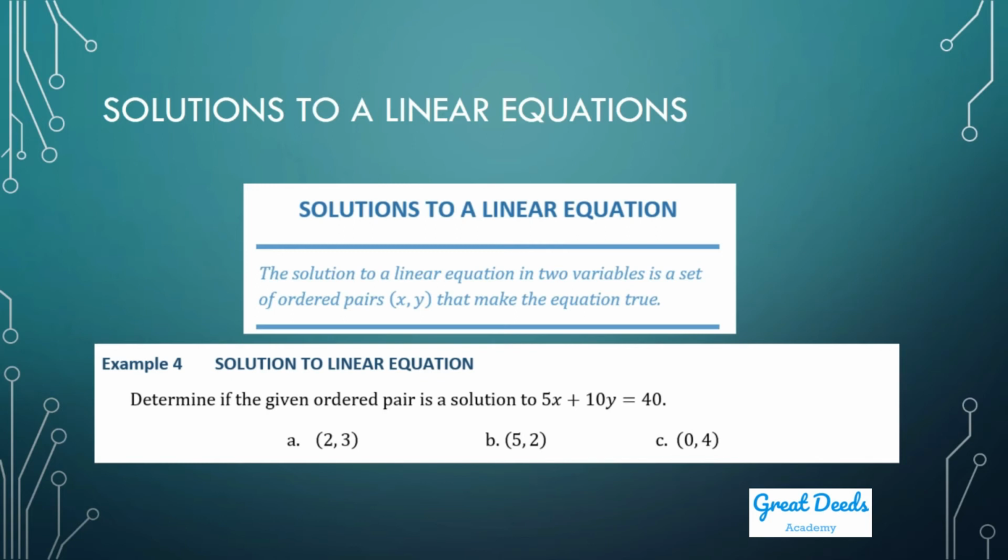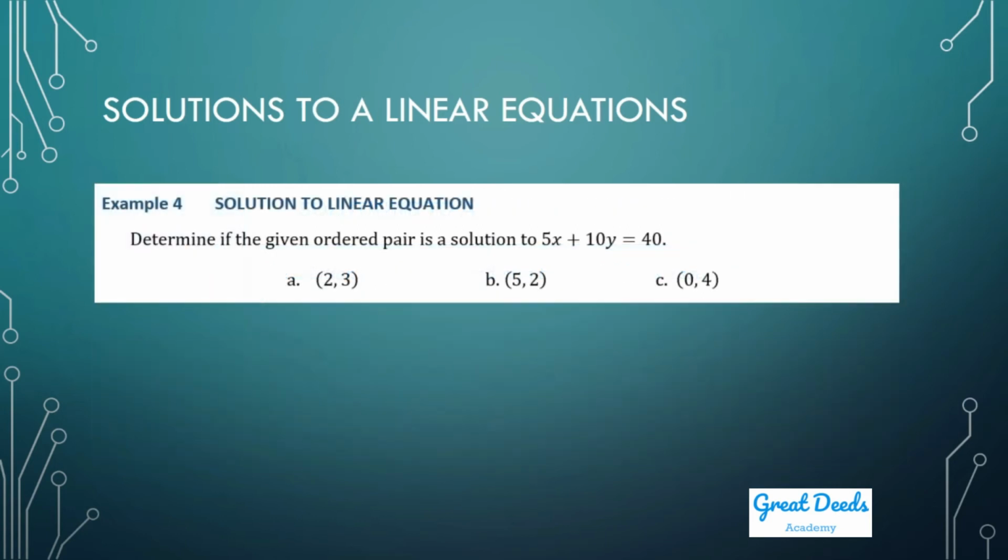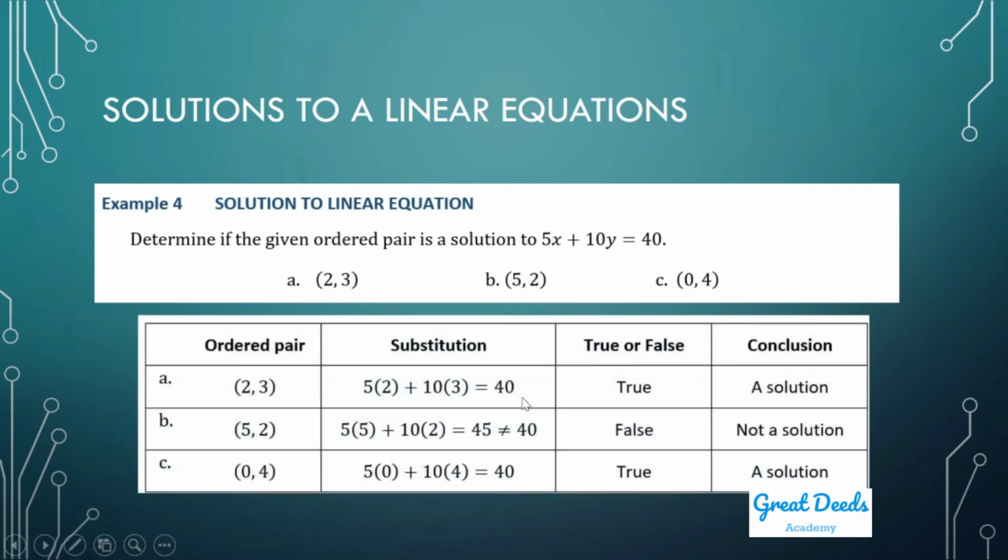Okay, how do you check it? Well, you do it by substitution. Okay? So this is x and this is y. You substitute x, you substitute y. So this becomes 5 times 2 plus 10 times 3. This is 10, this is 30. Their sum is 40. The equation is true. This is part of the solution.